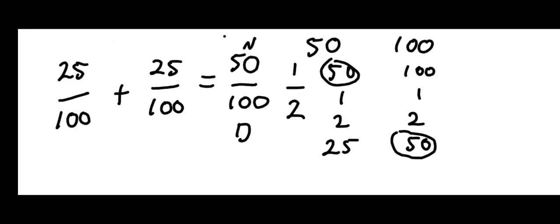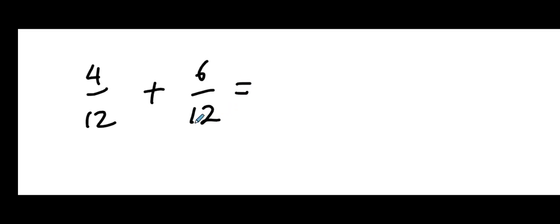Let's take another example. This time we will add together 4 over 12 and 6 over 12. Again, I look at my denominators and they're equivalent, so my answer is going to be over 12. Then I look at my numerators and add them: 4 plus 6 is equal to 10.